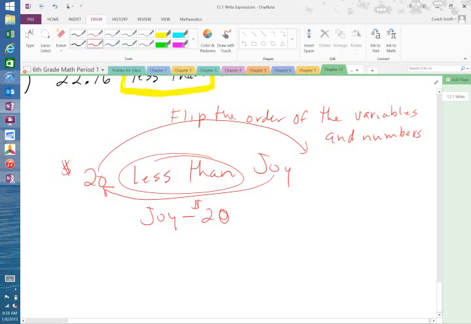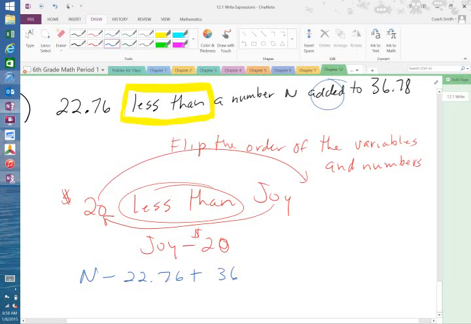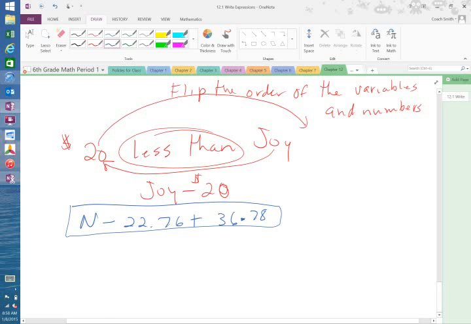So if we go back up to the original problem then, 22.76 less than a number n, that is going to be n minus 22.76 plus 36.78. That's what your expression is going to be. So that's answer number 1.